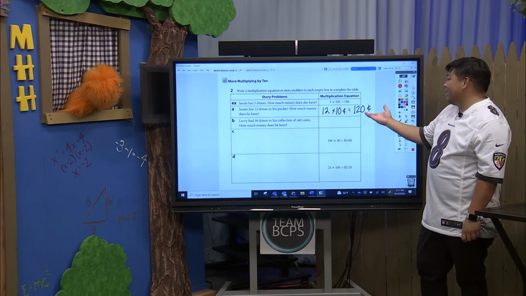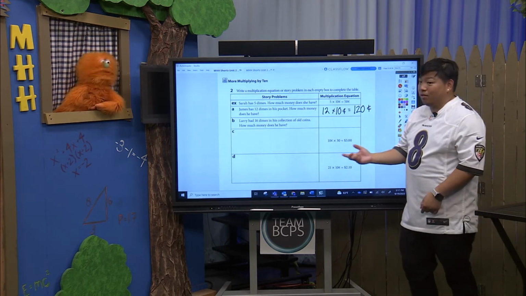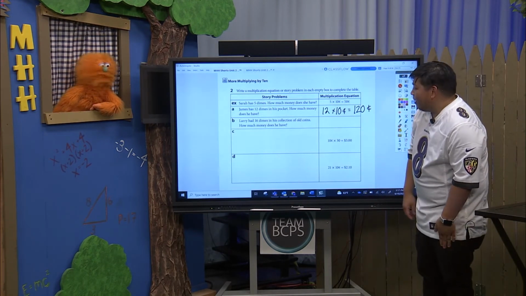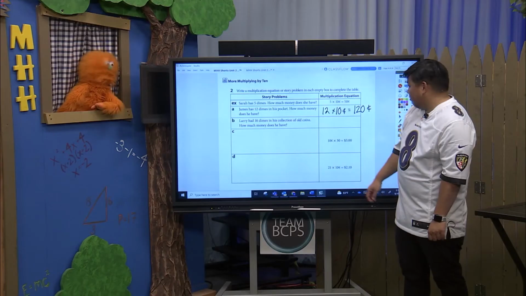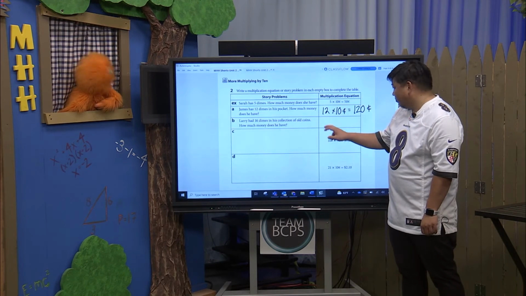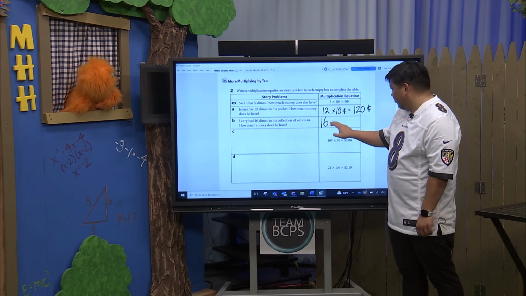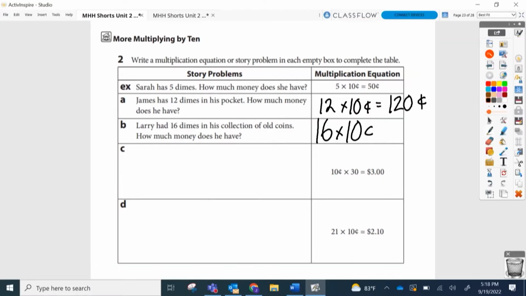So 120 cents is also equal to $1.20. All right. Larry had 16 dimes in his collection of old coins. How much money does he have? So I think we're doing the same thing here, right? Mm-hmm. 16 times 10 cents, which would be 160 cents. Awesome. Now we're rocking and rolling. Or $1.60. Or $1.60. All right.